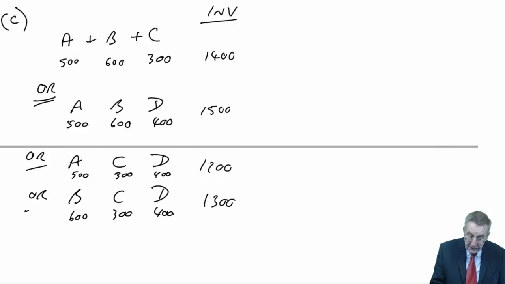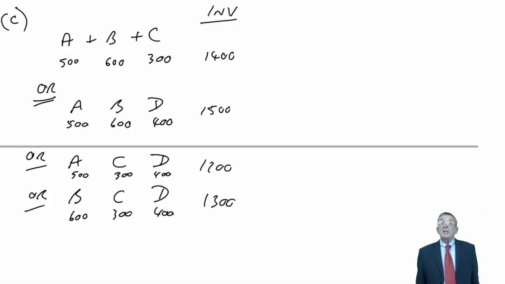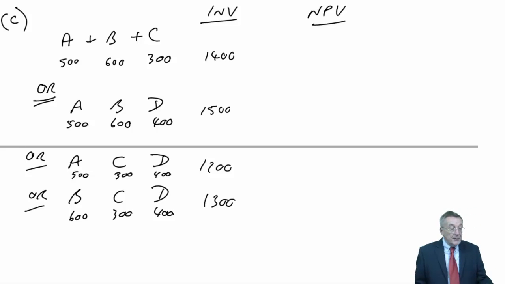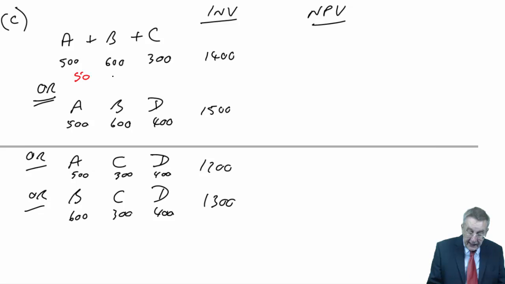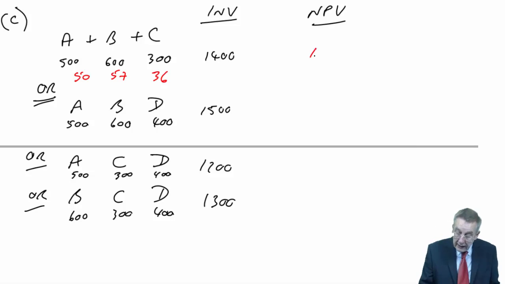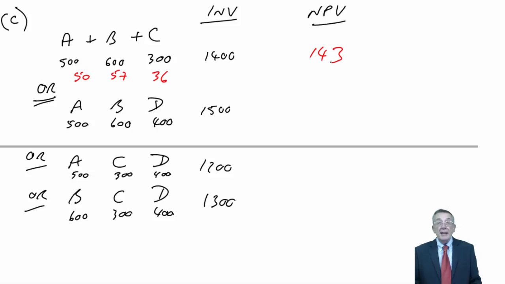Well, there are 4 options, and we want whichever's best of those 4. And so we just need to work out what the NPV would be in each case. The NPV, if we did A, B and C, A gives 50, B gives 57, C gives 36. So the total NPV, if we did those 3, it'd be 143.